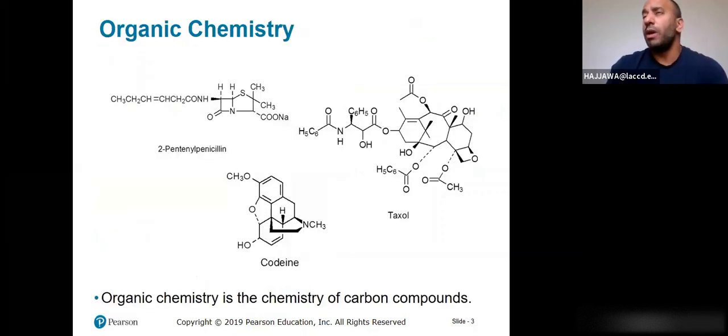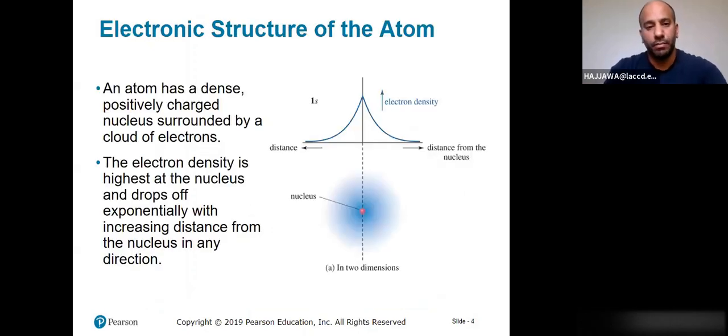Organic chemistry, when we hear this term, it has to do with chemistry of organic compounds. Organic compounds are compounds that have carbon atoms in them. So the structure of an organic compound could consist of several atoms. Most of the time it's carbon and hydrogen, but you could also have other atoms with that.